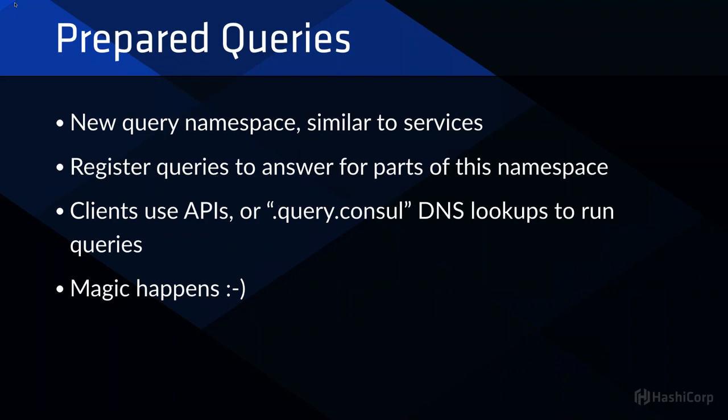So in Consul 0.6, we introduced something called prepared queries. This creates a new query namespace similar to the service namespace. You register queries against different parts of this namespace. So you can create new names and say, when this name is accessed, run this query and supply the results using this definition. Just like all the other types of service discovery, clients can use an HTTP API, or they can just use DNS to run these queries. There's quite a bit of functionality under the hood, so we'll go through some examples that show what's possible.